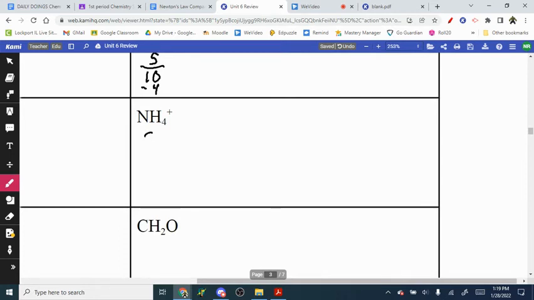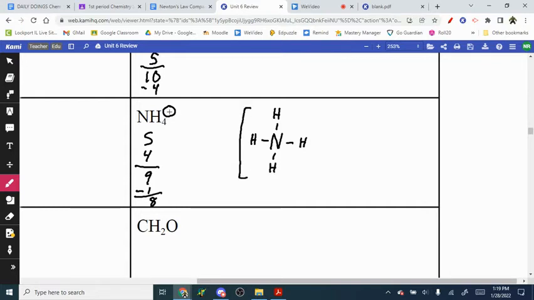NH4. N, still 5. H is 1 times 4. So that is going to be 9, but since this time we have a positive charge, we are going to subtract 1. So we have a total of 8. N goes in the middle. H's go on the outside. So we used 2, 4, 6, 8. That's all of them. H's are happy. N is happy. We're done, except for our brackets. We put brackets around it and do +1.